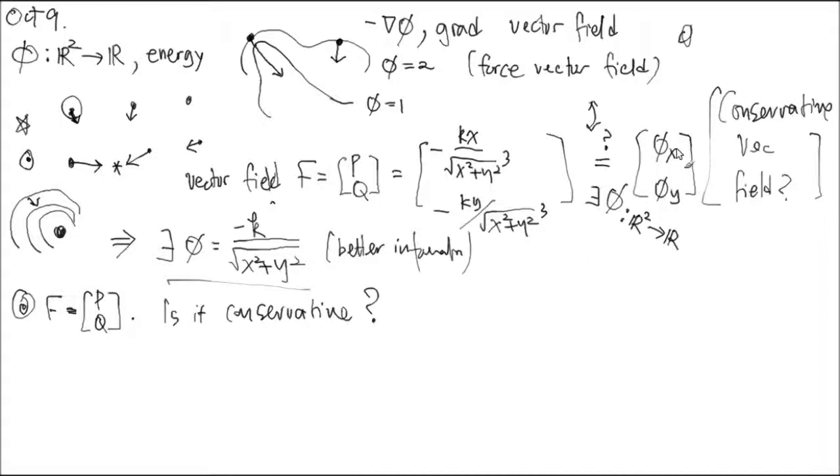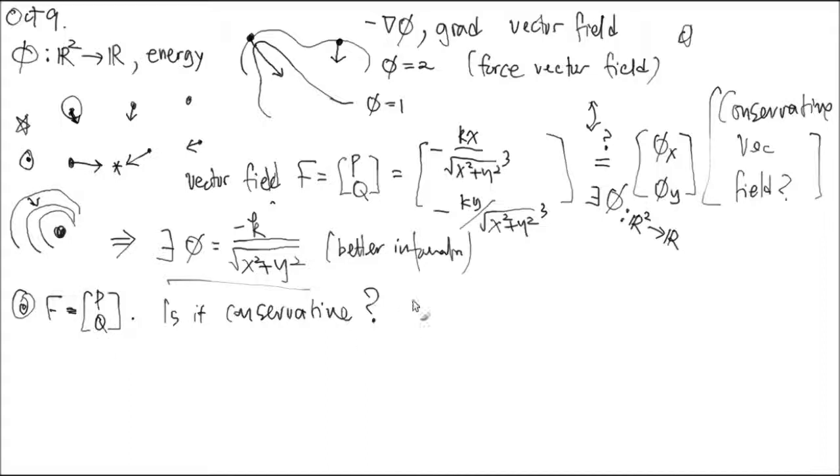If you do something to that and something to that is supposed to be the same, if it is partials of the same function, what does Clairaut's theorem say? Phi xy is equal to phi yx, right? So whatever you're looking at, P and Q, if you differentiate this one with respect to y and differentiate that one with respect to x, they're supposed to be the same, if it is conservative, right?